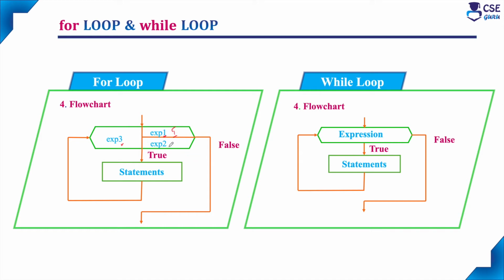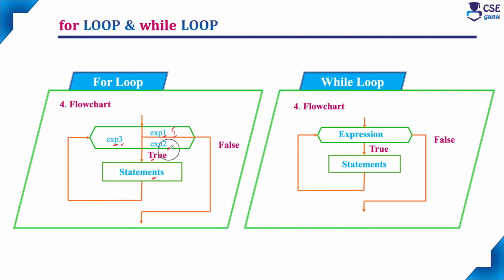Next, in every iteration, expression 2 will be evaluated. Only when expression 2 evaluates to true will it allow the body of the loop to execute once. After execution, the variable will get updated. With the updated variable, the loop will again check the condition.